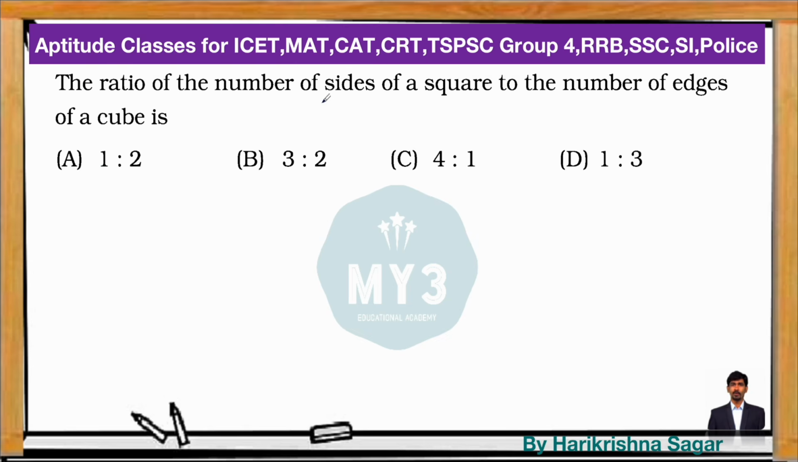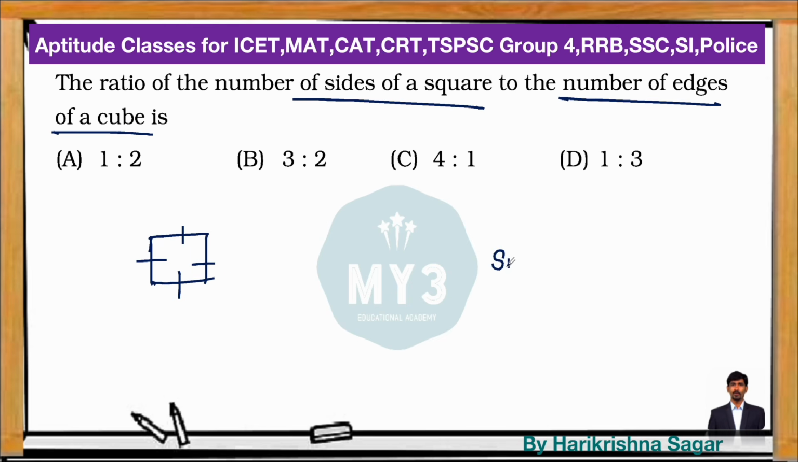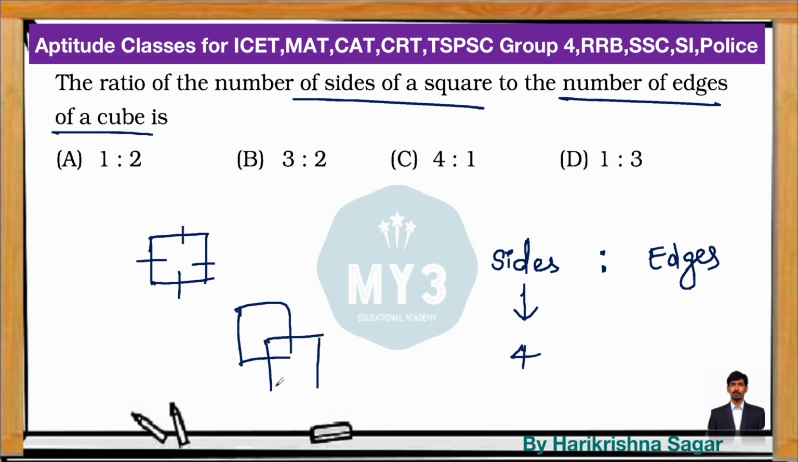The ratio of the number of sides of a square to the number of edges of a cube. See, in a square, how many sides will be there? Everyone knows that the number of sides in a square is equal to 4. And they are asking the number of edges in a cube. How many edges are there in a cube? If you observe, the cube has 6 faces, 8 vertices and 12 edges. Remember that point. Every cube has 6 faces, 8 vertices or 8 corners, and 12 edges. So the edges in a cube will be equal to 12.